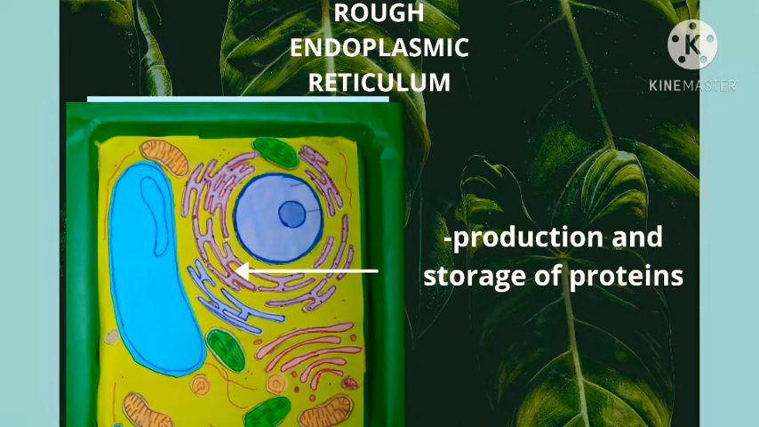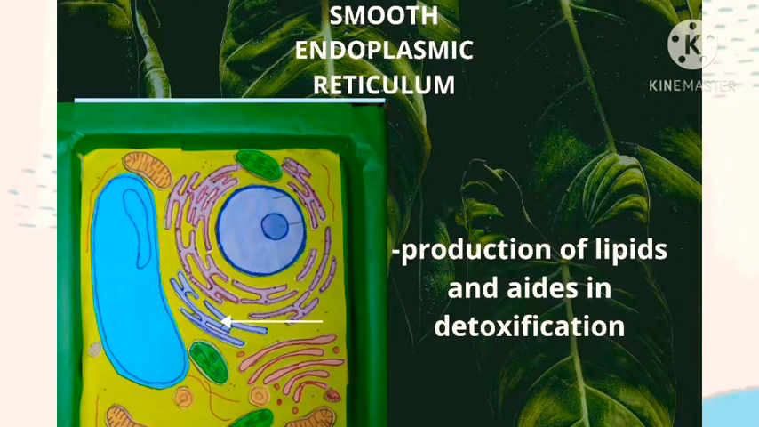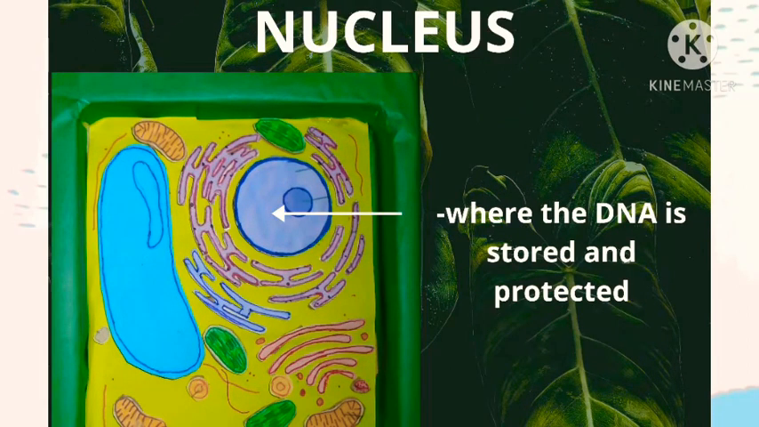The rough ER aids in the production and storage of proteins that are made on the ribosomes attached to it. Proteins made in the rough ER are sent to the Golgi apparatus. Smooth ER does not contain ribosomes, and it is involved with the production of lipids and aids in detoxification. The nucleus is the center of the cell where the DNA is stored and protected. The DNA is read by special proteins and transcribed into RNA to be translated into proteins.